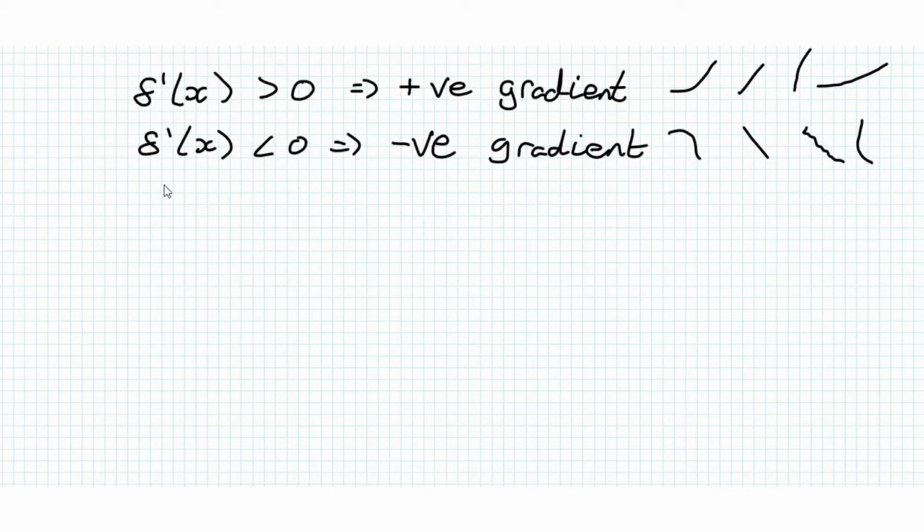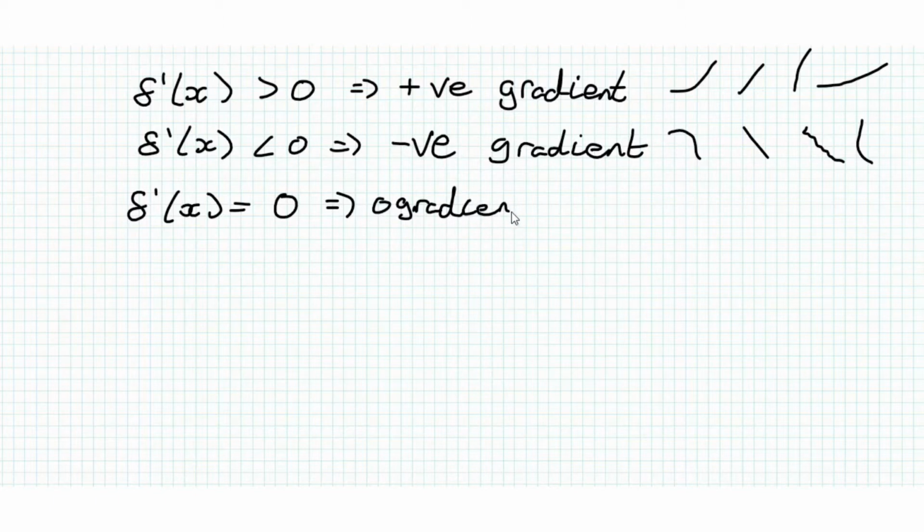And then our final case is if f dash of x is equal to 0, and this gives us 0 gradient. Sorry about the handwriting there, my pen just glitched out. Anyway, 0 gradient, and we call this a stationary point, or even a turning point.